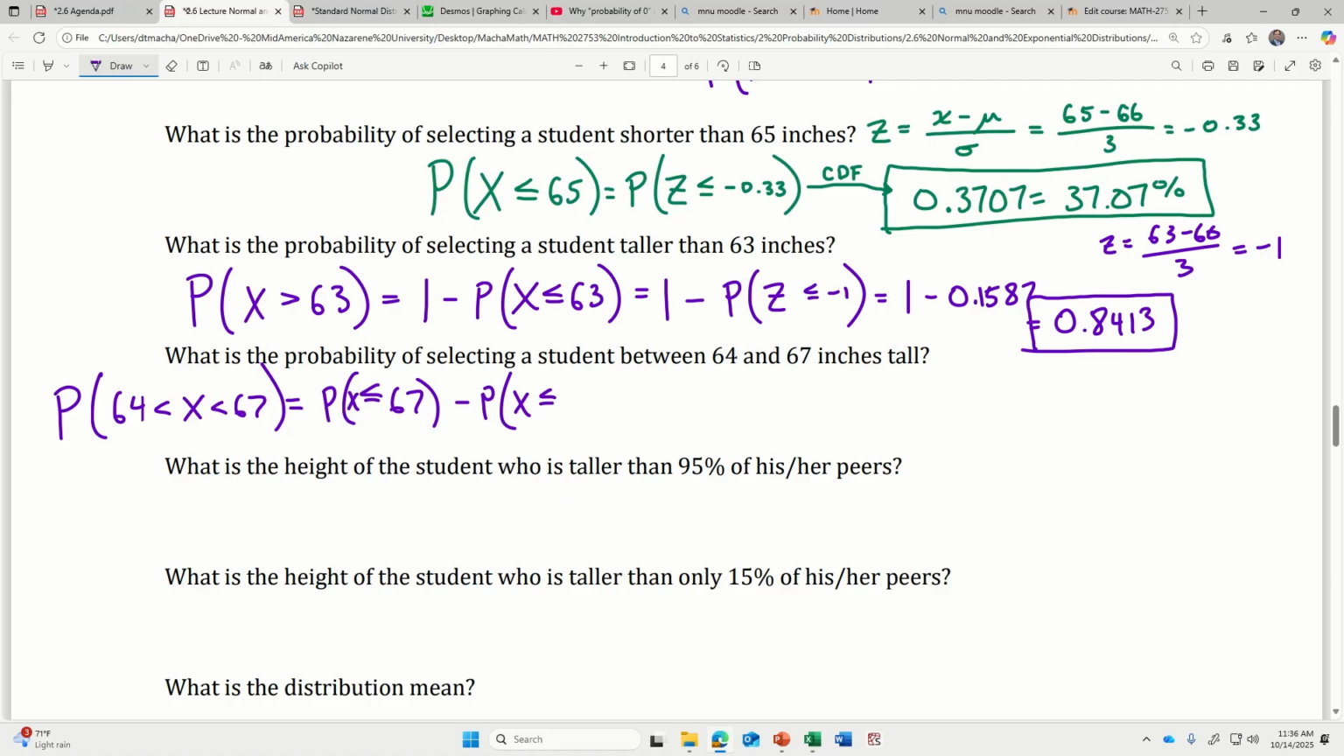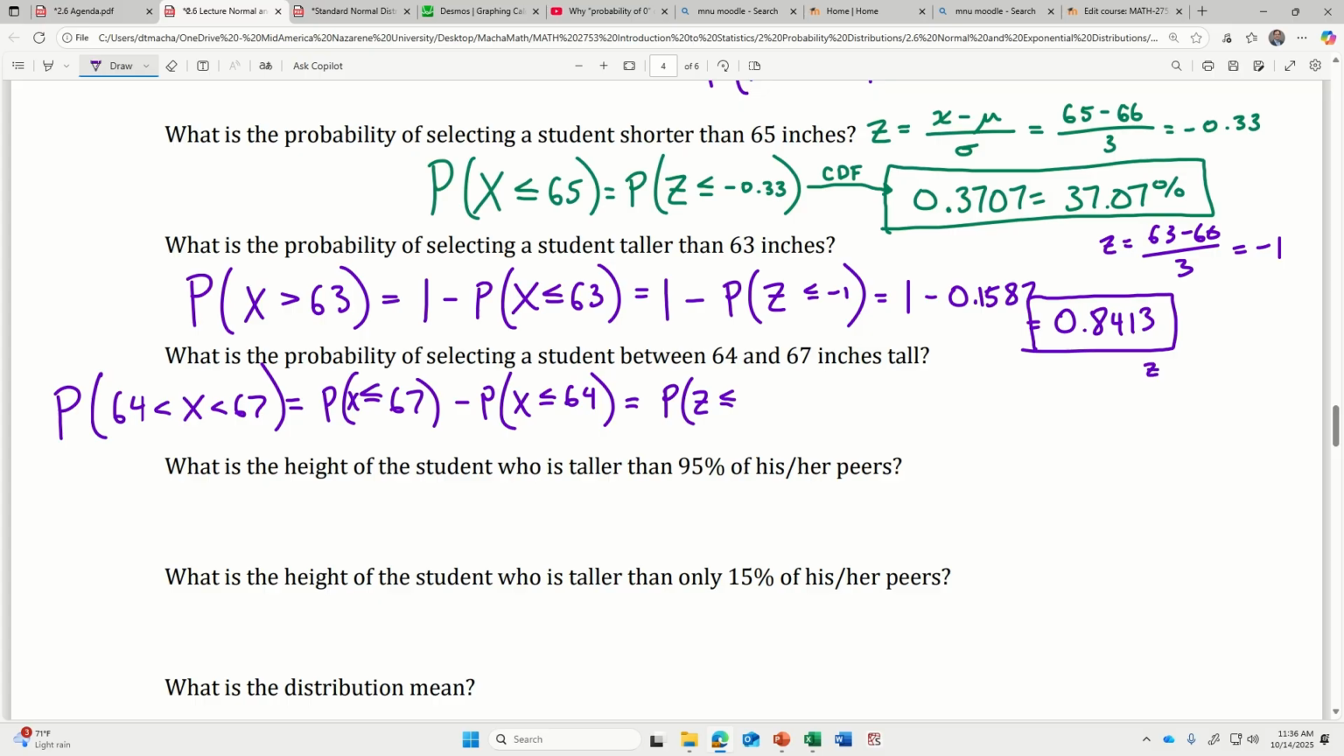You've seen a question like this about a week and a half ago. And it goes like this. I'm going to take the probability of getting a student less than 67 inches tall, and then I'll subtract away from that the probability of getting a student less than 64 inches tall. And what I'm left with is just the probability of getting a student between 64 and 67. And so this is, again, a matter of finding the z-scores and using the CDF table.